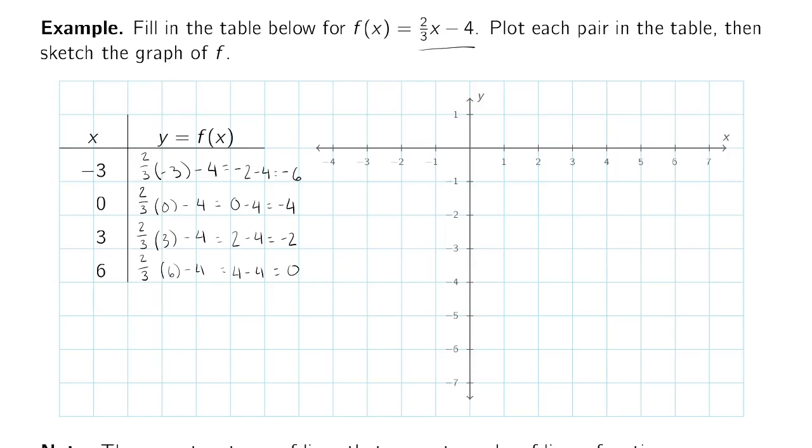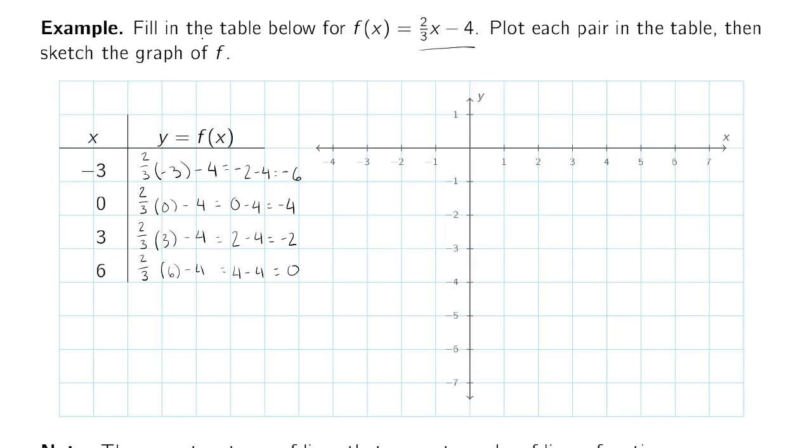And you can use your calculator for fraction arithmetic if you'd like. Notice those x values were chosen so that our y values ended up being integers. We'll talk a little bit about how to choose values like that later.